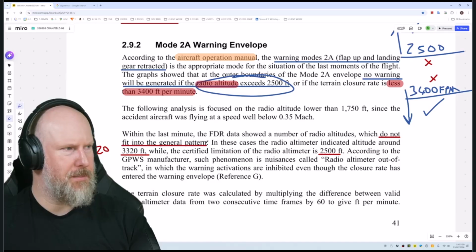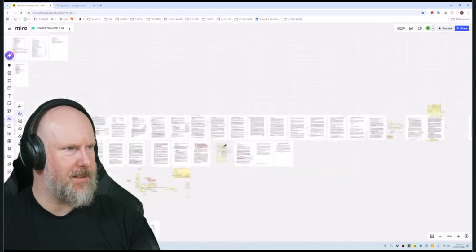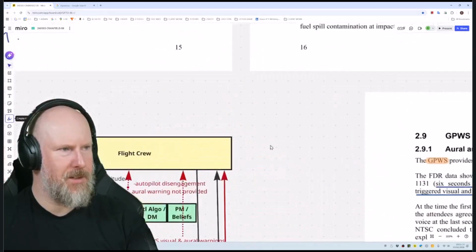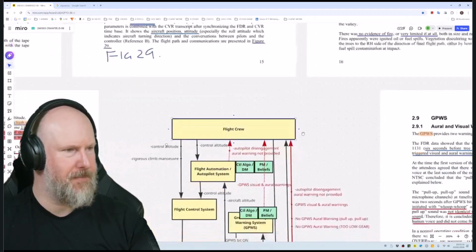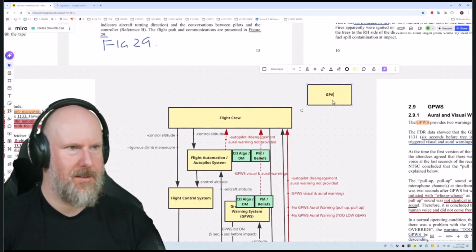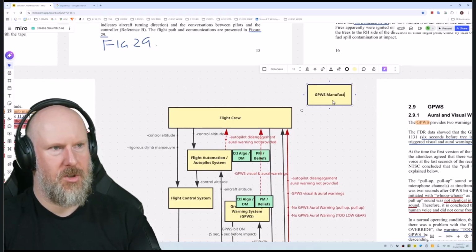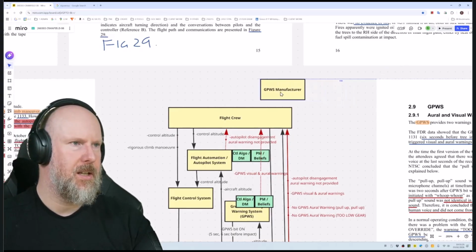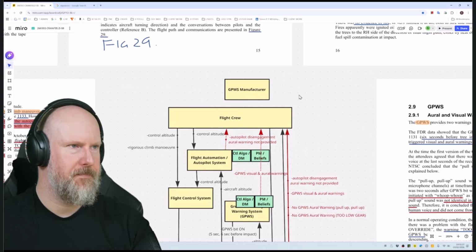According to the GPWS manufacturer, all right, let's stick them in the control structure, because why not? Let's put them there. GPWS manufacturer. There we go. Put them up there.